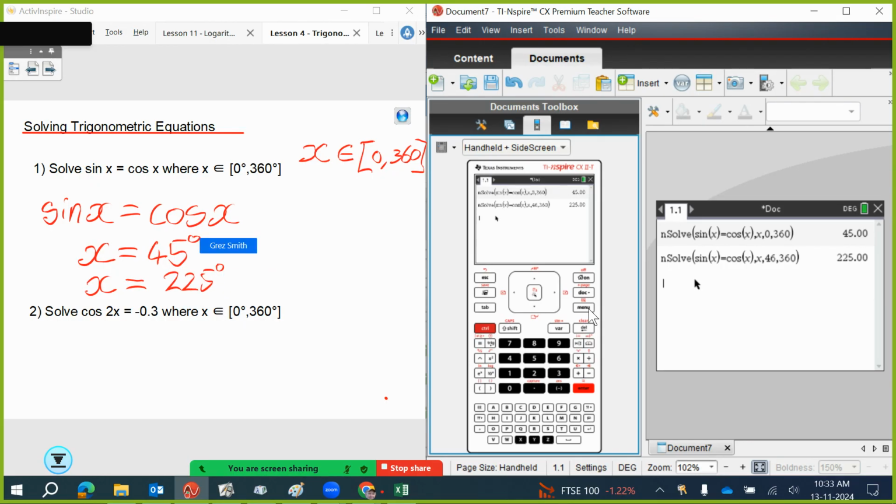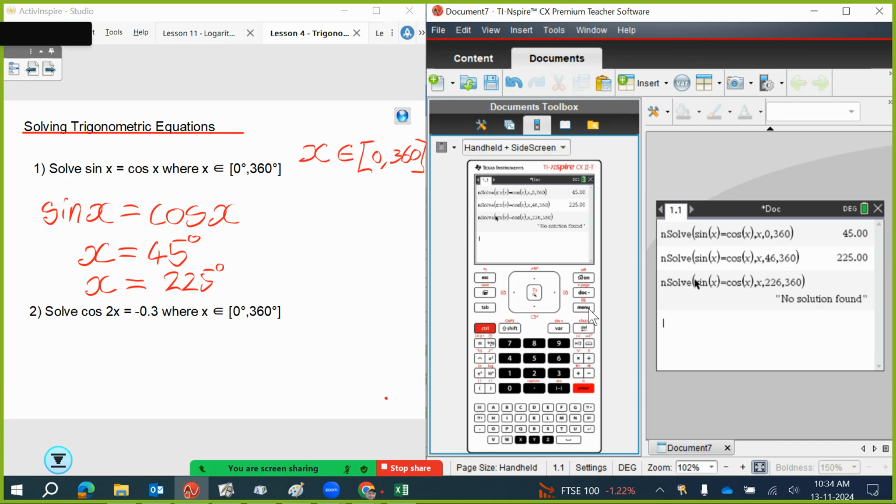We want to see if there's any more solutions. So scroll up, copy NSolve down. What should we change the 46 to this time? Do we want 225? We want 226. It wants to be just a little bit bigger, so it misses the 225. When you get no solution found, that means there's no more answers to be found, and we found all of the solutions. Our goal is to find all of the solutions.